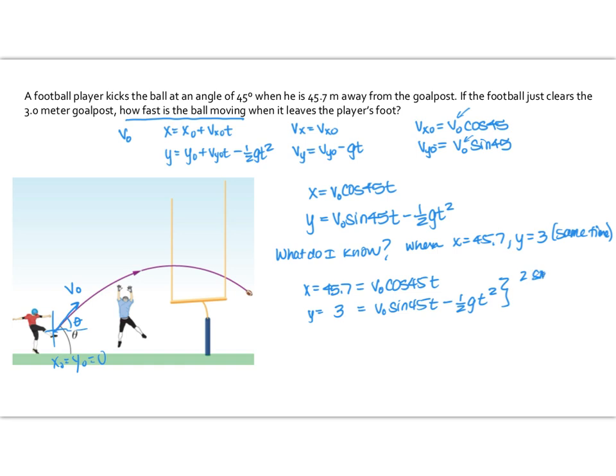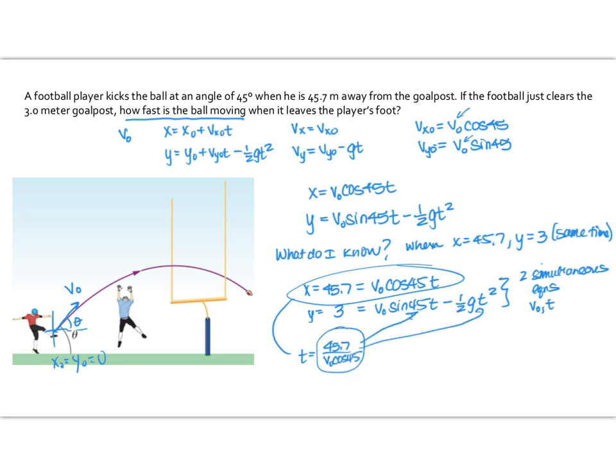These are two simultaneous equations. Maybe they're not as obvious to you as equations with x and y are, but the things we don't know are V naught and t. So let's just think of our algebra skills. What do we do when we have two simultaneous equations and we want to solve for one of the variables? We'll use this expression to solve for t. And we're going to use that expression for t and substitute it into the y equation.